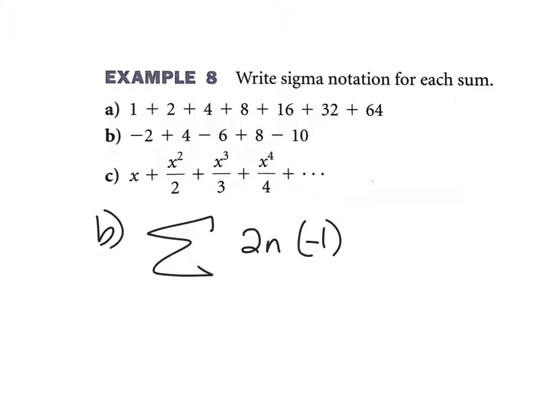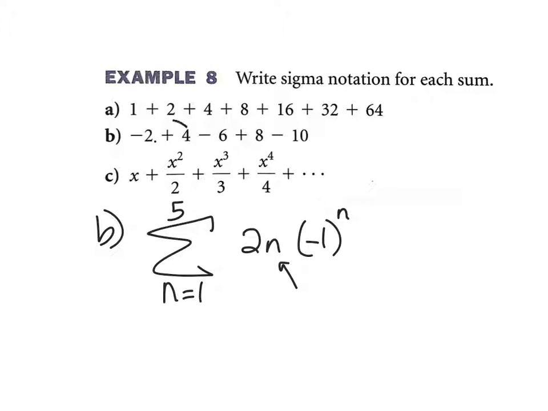The first term is negative, so I want the first term right here to be 1 because -1 to the first power is negative. So down here I can go ahead and put n as 1 because if I plug 1 in right there, that would give me 2 times 1, which is 2, times -1, which is good. And there are 5 terms there, so I'm going to put a 5 on the top.